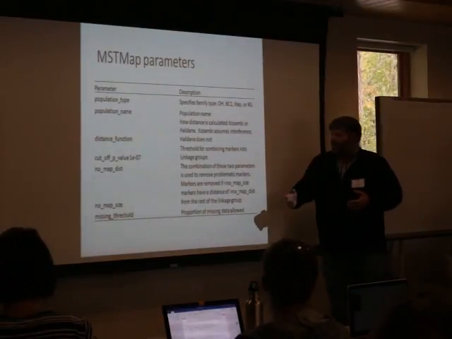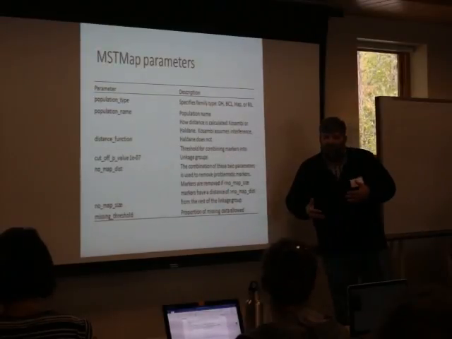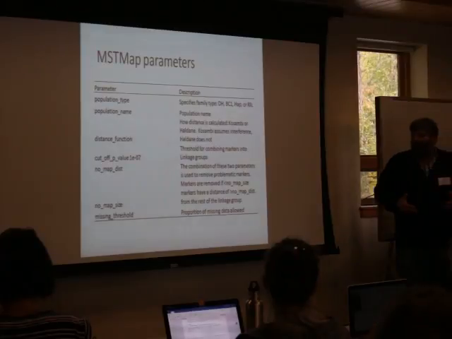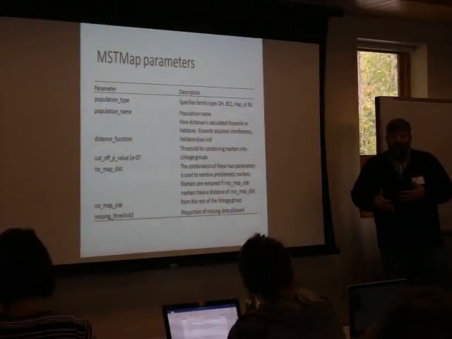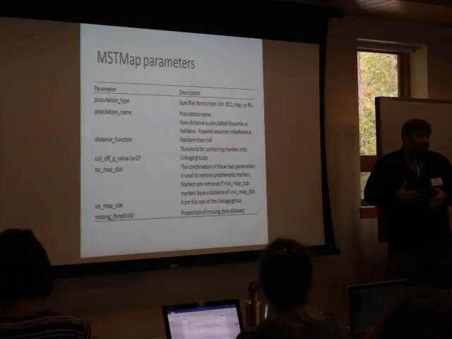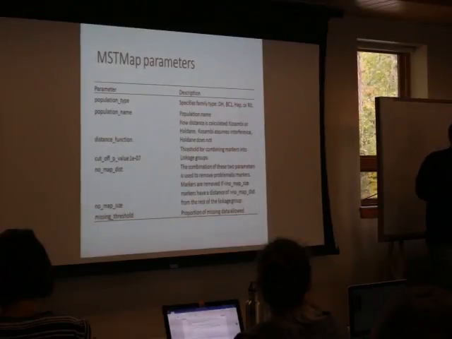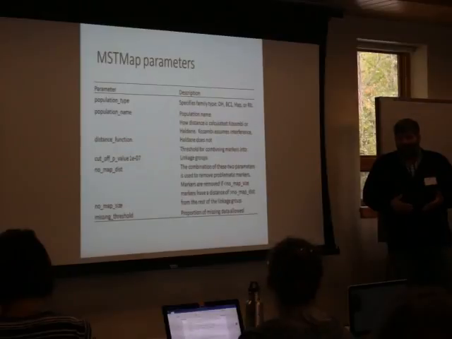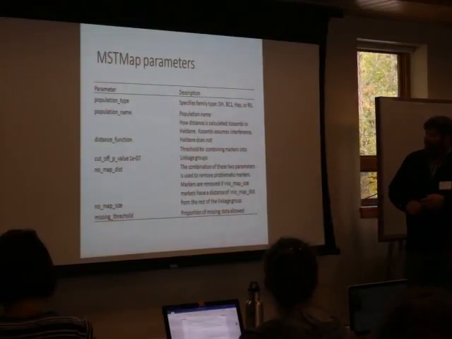The cutoff p-value is actually the threshold for combining markers to linkage groups. So it doesn't use a log threshold like LepMap used. It has a p-value for whether markers are inherited together or not. And what's interesting is if you go to the online version of MSTmap, because you can run it through a website, they actually have a LOD score now. They don't use this p-value cutoff anymore, but it's still in the command line version.